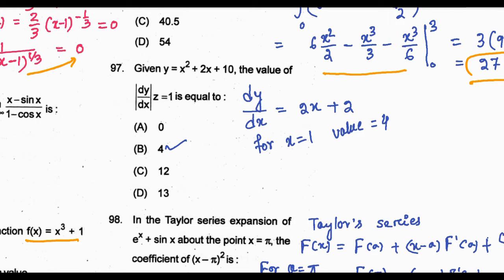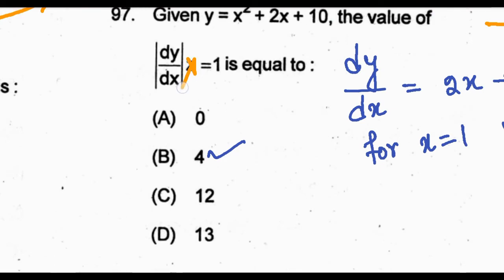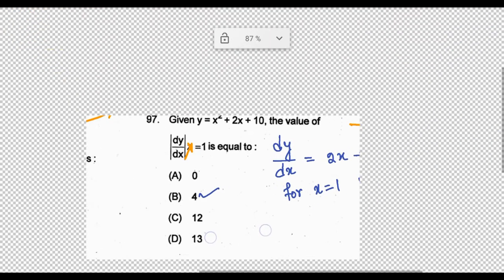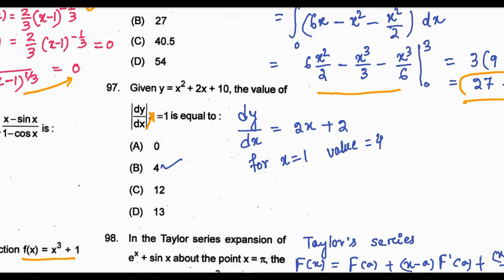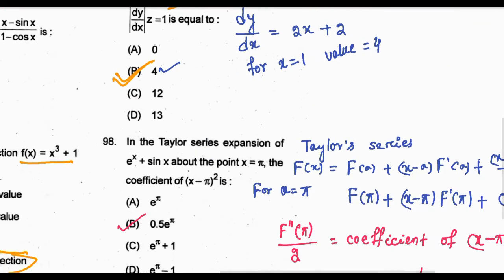Next, it is given that y is equal to x square plus 2x plus 10, the value of dy by dx at z is equal to 0 is equal to. Actually in this question, z is nothing, there is no z in this question. So here suppose this is x is equal to 0. So dy by dx will be 2x plus 2, and for x is equal to 1, the value will be 4. Option B here is the correct answer, and in this question z is nothing, and this is not a complex question.